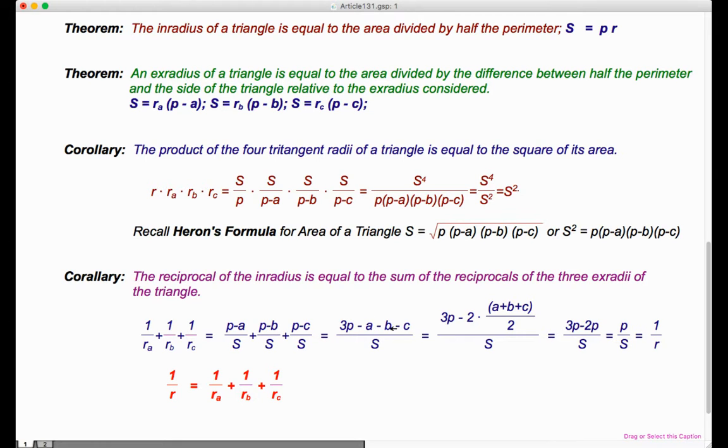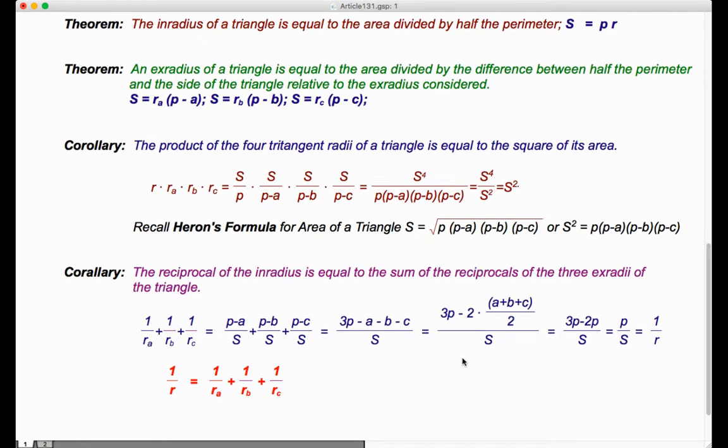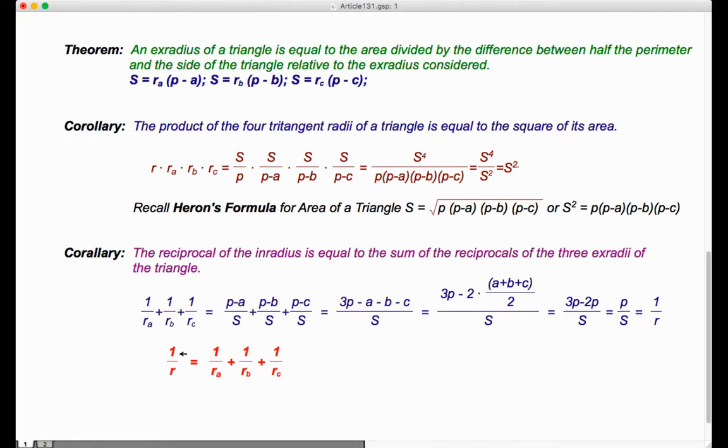I need to do simple algebra here. Well, minus a minus b minus c, if I multiply numerator and denominator by 2 over 2, and therefore this one is equal to p. So this is just 3p minus 2p. And we have this. Hence, the sum of the reciprocals of the exradii is equal to p over s, or finally, it's 1 over r. And here's the formula.